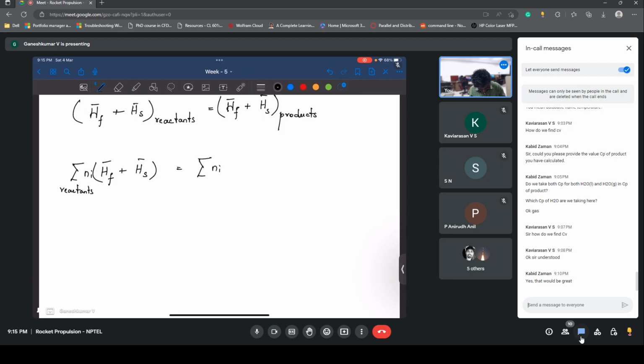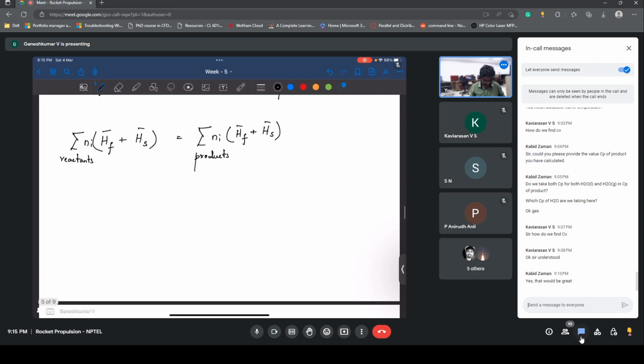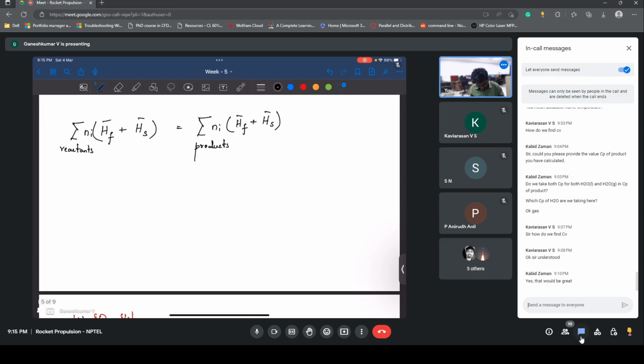Summation of Ni H bar F H bar S is for products. Okay, till now clear, right? Now, what are the reactants you have? C12H26, right? And O2. Now let's write it.